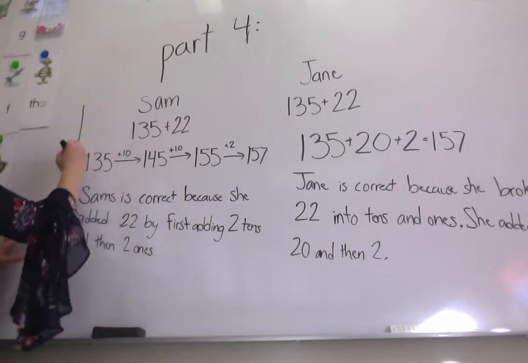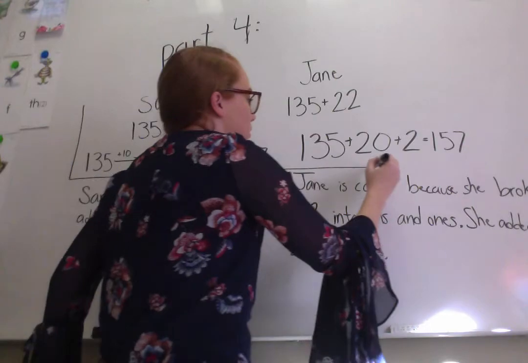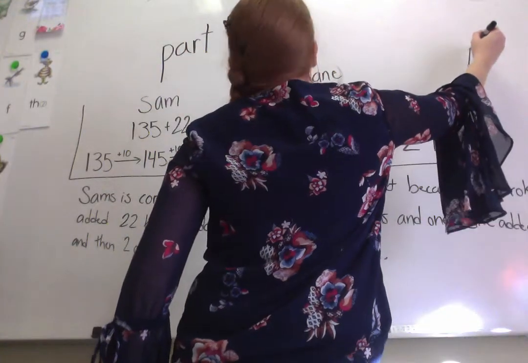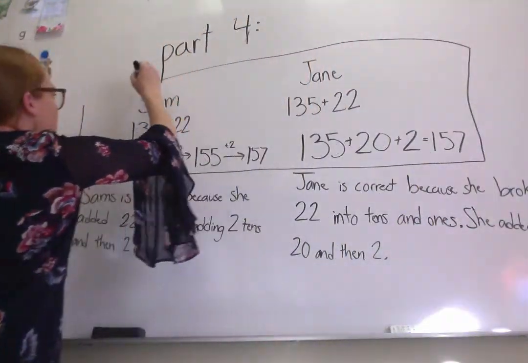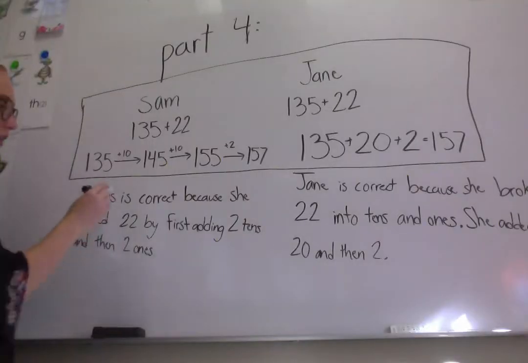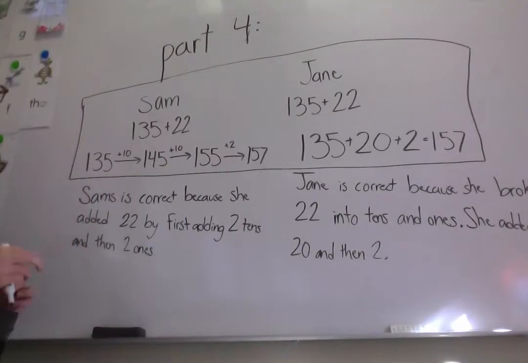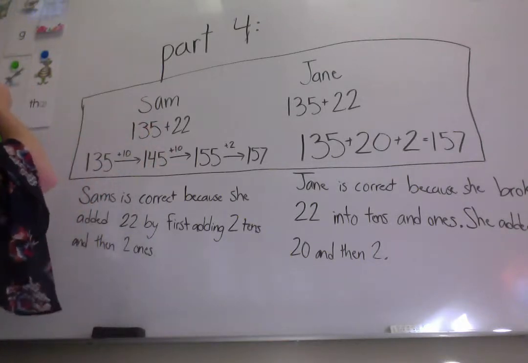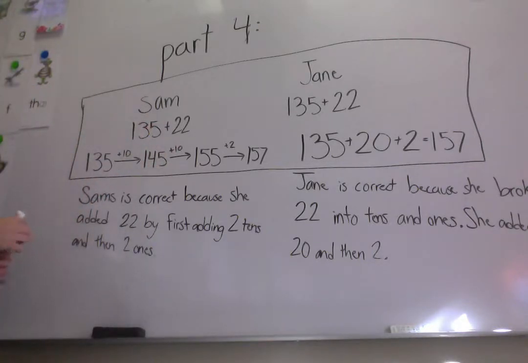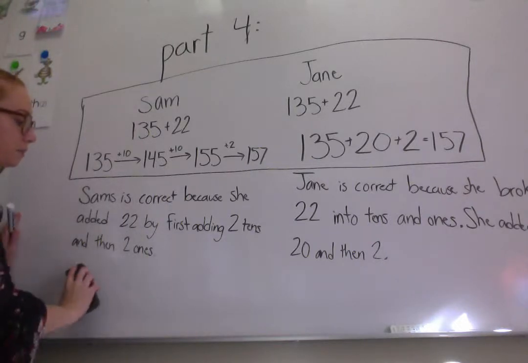So the top part, all up here, will be done for your child, and they will just have to then give their explanation as to why both people are correct. So you just have to know that no matter what method someone uses, they could still be correct in their answer. So that's all for part 4. We're going to move on to part 5.